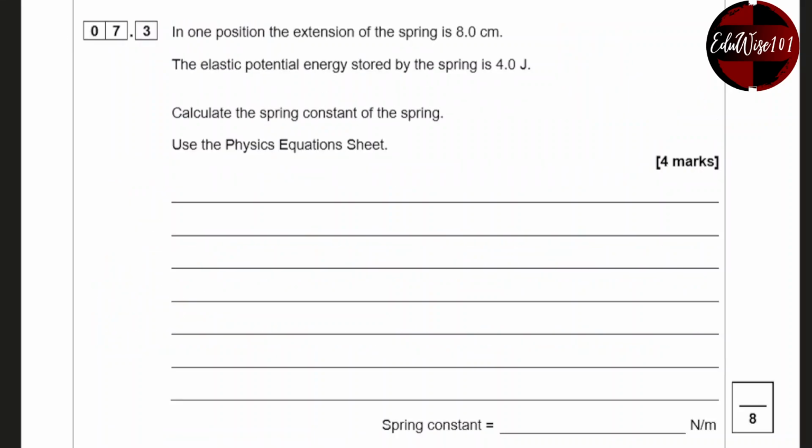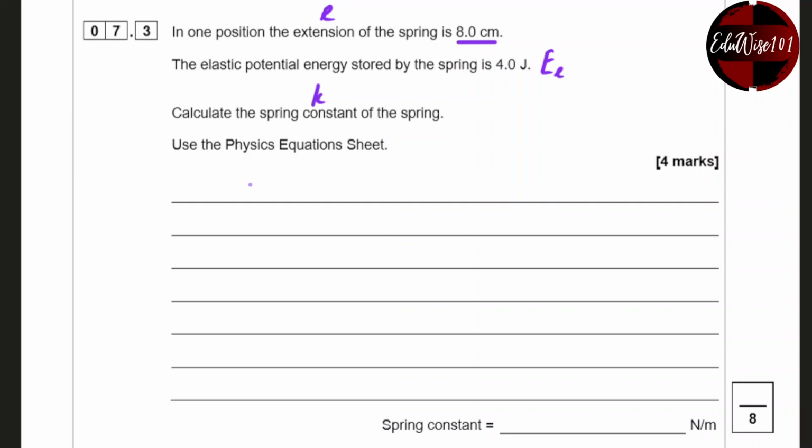7.3. In one position, the extension of the spring is 8 centimeters. So that's e for extension. The elastic potential energy of the spring is 4 joules. So that's elastic potential energy. Calculate the spring constant, which is k, of the spring. Use the physics equation sheet.